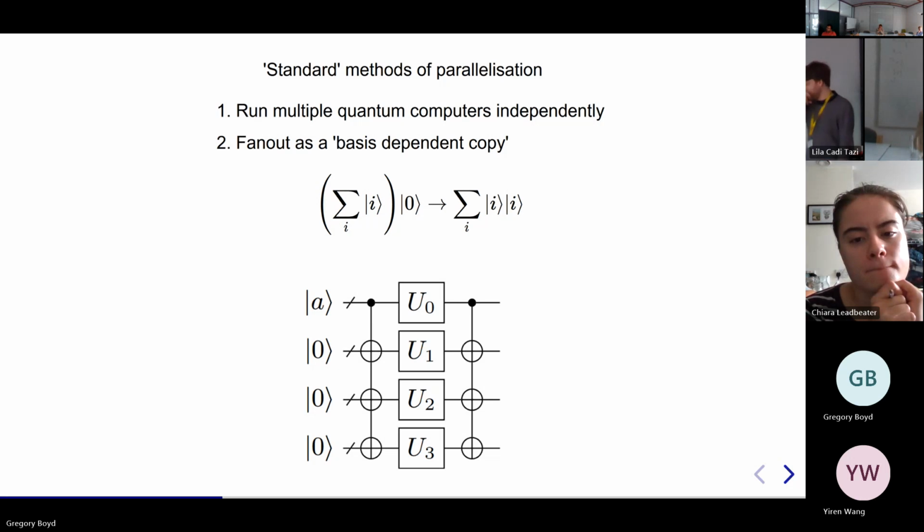Okay, but what are all these standard methods of parallelization? Because they both have the same scaling in terms of space-time trade-offs, right? They both have a linear scaling. If you want to run multiple quantum computers independently, then if you run two, the speed goes up twice as much for double the space. And the same with that.